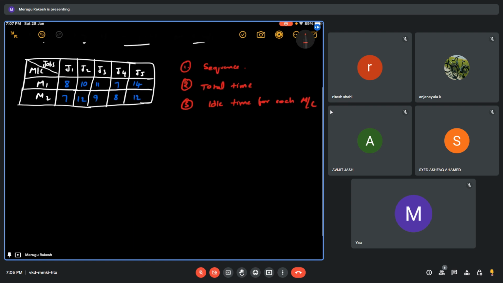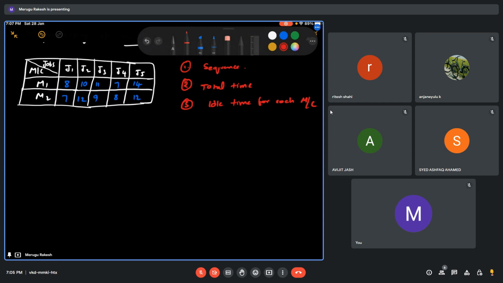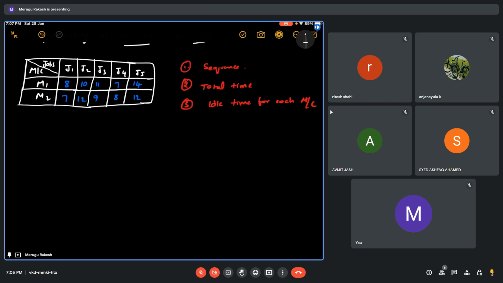So let us proceed. First, we need to find the sequence. The sequence we can find using this method. You can write boxes like this for the number of jobs. We have 5 jobs. Then you place machine one, machine two. The first thing is to see which job consumes the least amount of time in each machine.